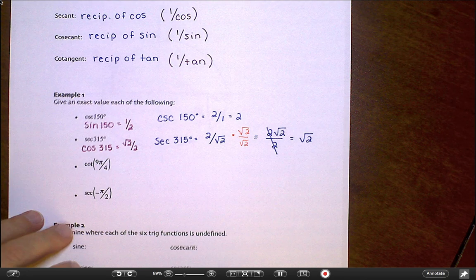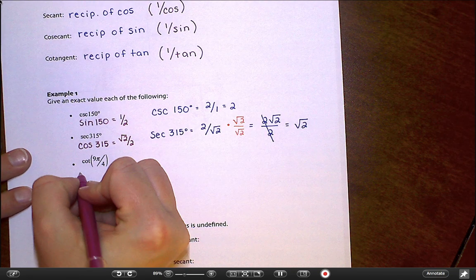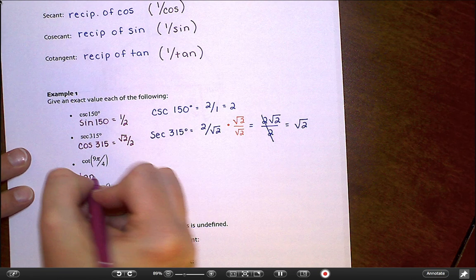Okay. Cotangent of 9 pi over 4. So of course, the first thing we really need to think about is the tangent of 9 pi over 4.